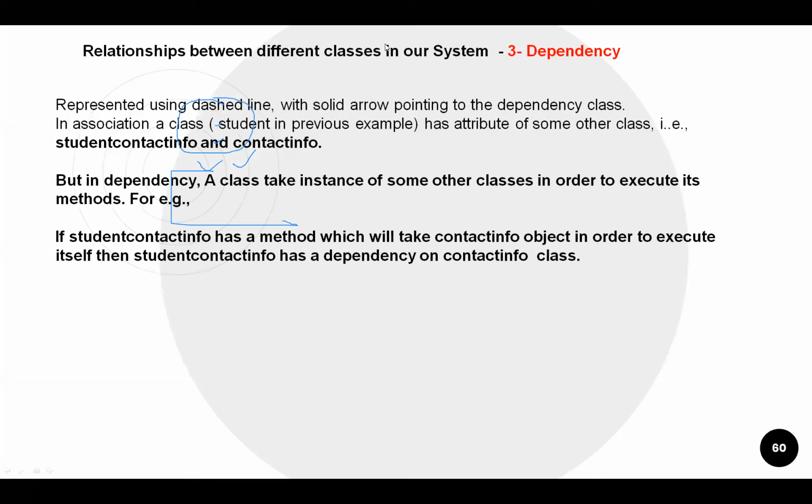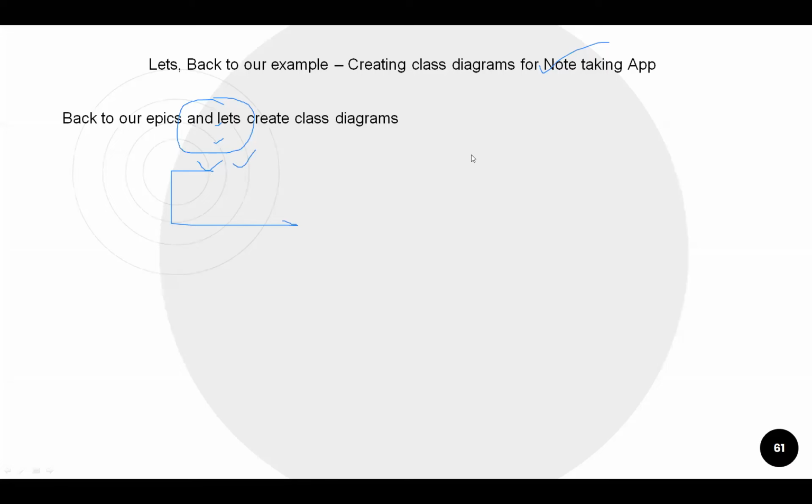Dependency we have already discussed. If a class has some method, and this method takes parameters that are references from another class, that is what we call dependency. Okay, and now coming to the sequence diagram.